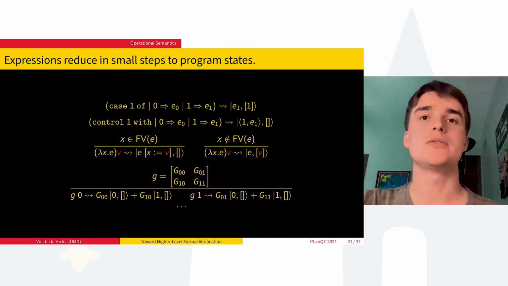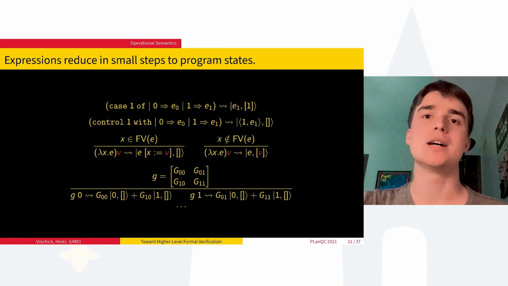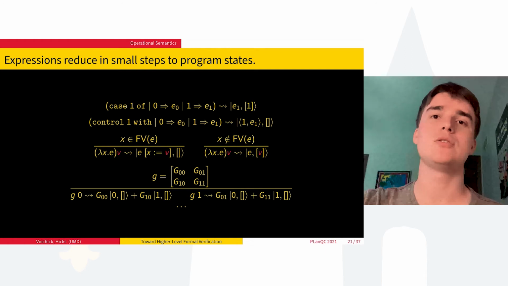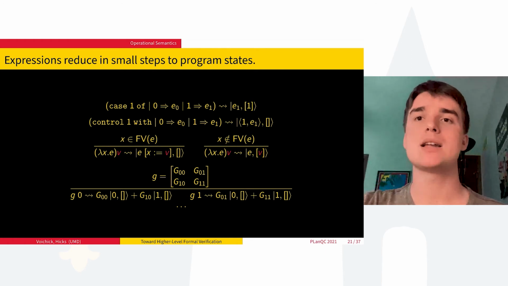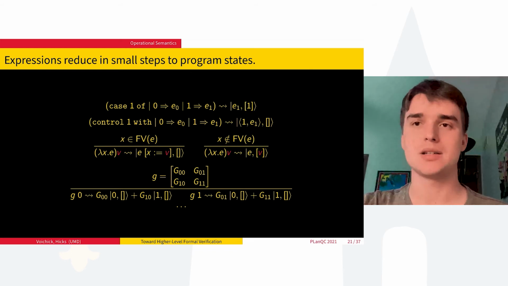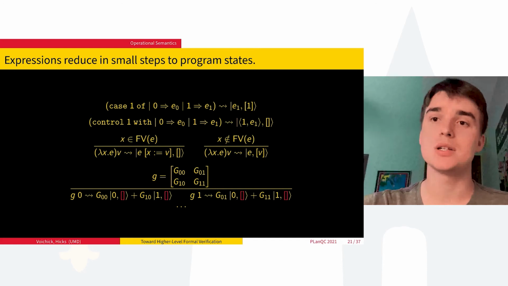The case of function application is similar, but here what matters is whether x is used as a free variable in the expression e. On the left here, x does appear free in e, and so this value v is substituted into e. In the case on the right, x does not appear free in e, and so this value v is added to the discard list. Unitary gate application works essentially as you'd expect. It's just matrix multiplication and nothing is added to the discard list.